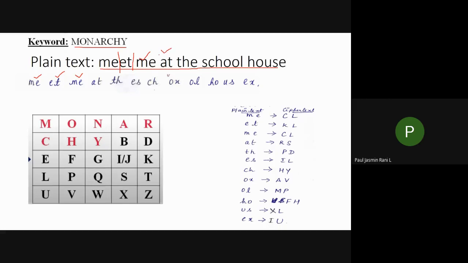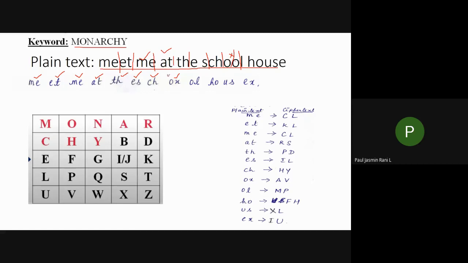AT, this is also two letters, and you don't get any repeated elements. Next is TH, which is also okay. And ESCH, till CH you don't have any problem. But when you split this OO into pairs, you get a repeated alphabet OO. If you get this, you have to insert X in between. After inserting this X, your updated plain text will be OX.